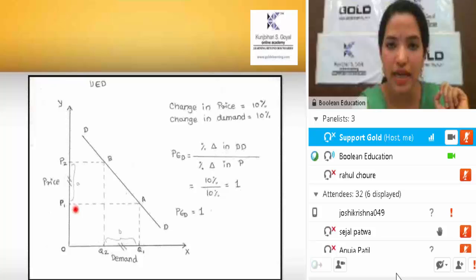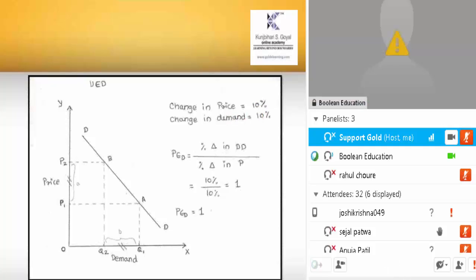Now, why unitary? Let's look at the formula. See, here we have written change in price by 10%. Why have we used 10%? Simply because the formula that has been given to us says price elasticity of demand equals percentage or proportionate change, right? Just to make it easy, I have said 10%. So here the change in price is by 10%. That is, from P1 to P2, the price increased by 10%, right? Now because price increased by 10%, demand also fell by 10%. That is, Q1 to Q2 is again 10%.